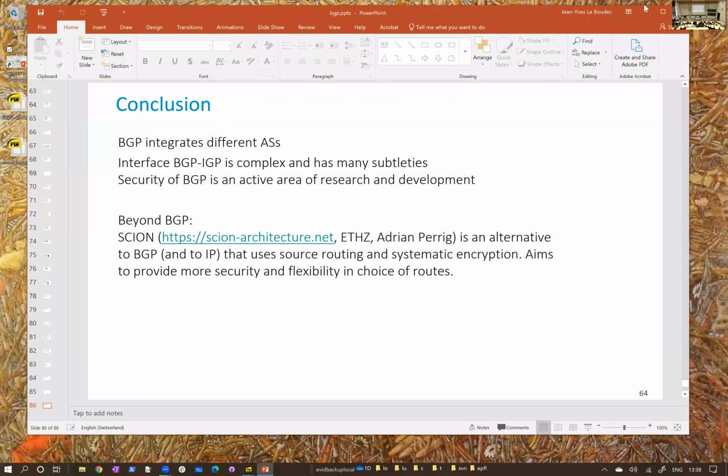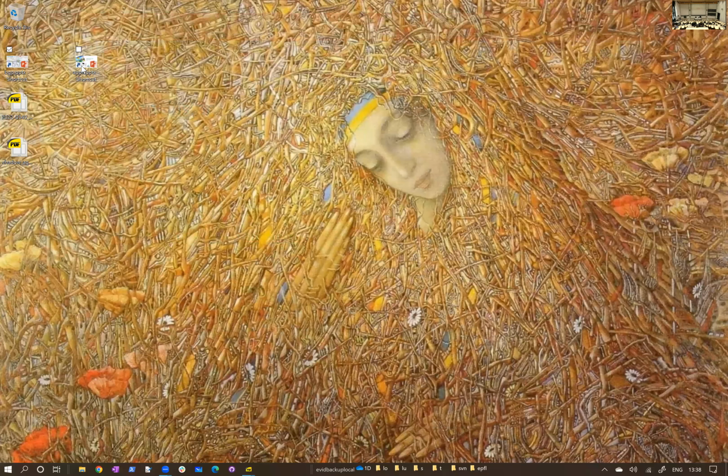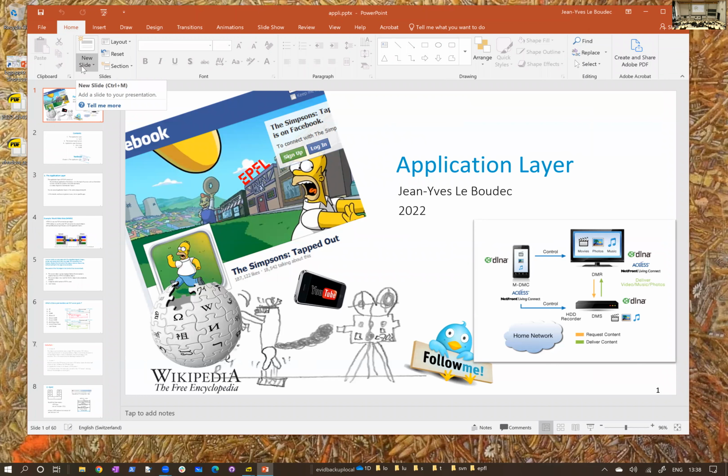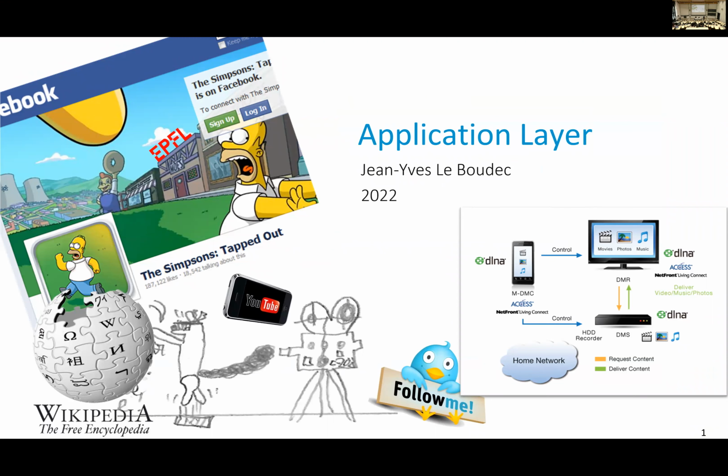Without further transition, we jump to the next module, which is pompously called application layer. I said pompously because, in fact, we will speak very little about the application layer software itself. The application layer, which is the top layer in our construction of the internet, is not the main focus of this course. It's the focus of distributed systems and a number of application systems.